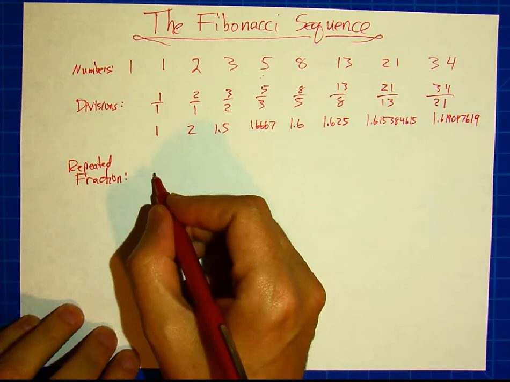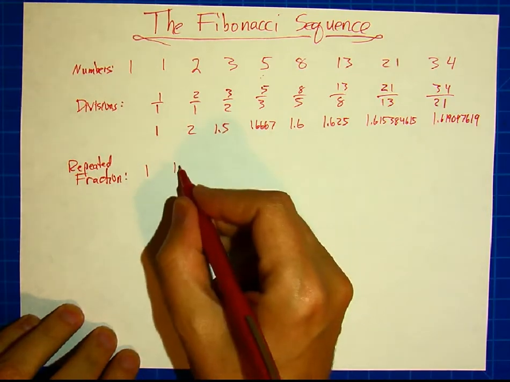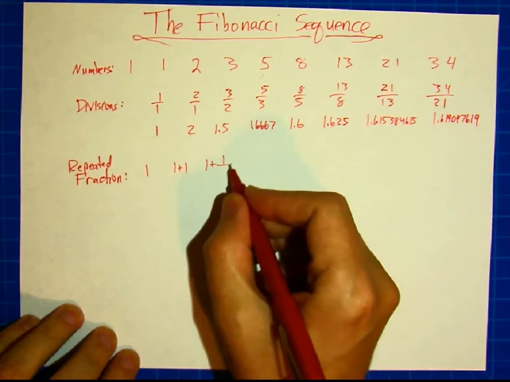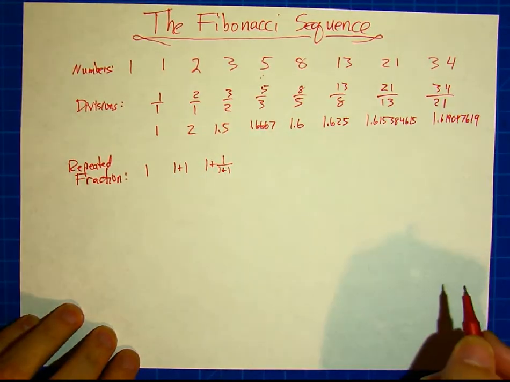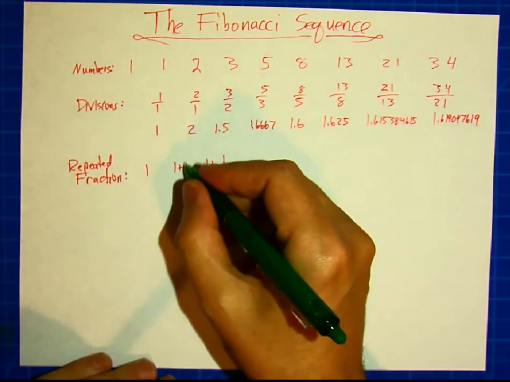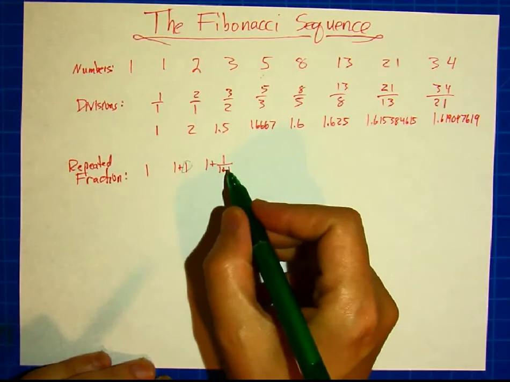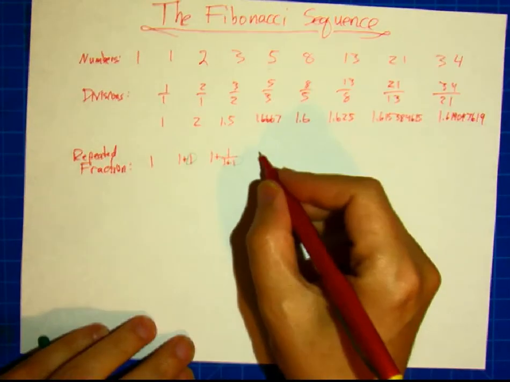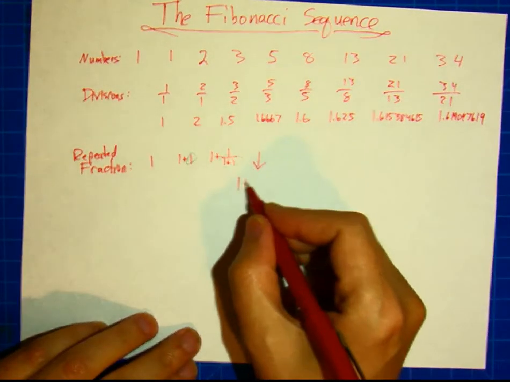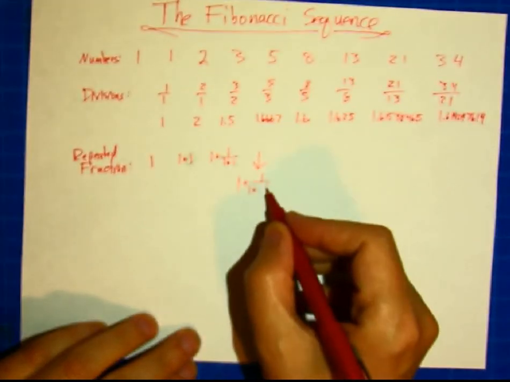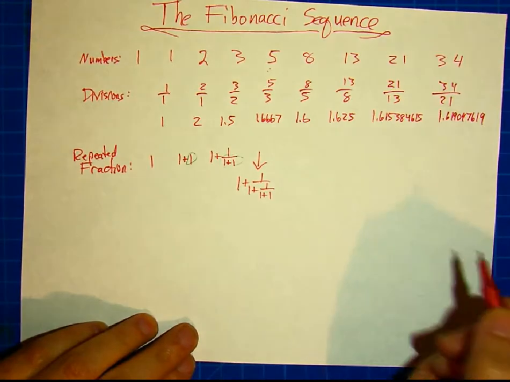This one is just 1. This one is 1 plus 1. This one here is 1 plus 1 over 1 plus 1. And keep doing that. At each point in the sequence, what you're going to do is take the last number you wrote, and you're going to replace that with 1 over 1 plus 1. So keep doing this. We'll come down here so we have more room. 1 plus 1 over 1 plus, now replace this 1 with 1 over 1 plus 1, and keep going.